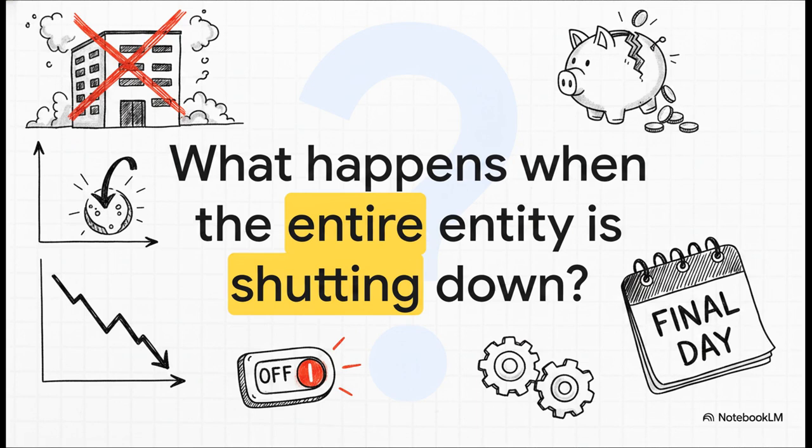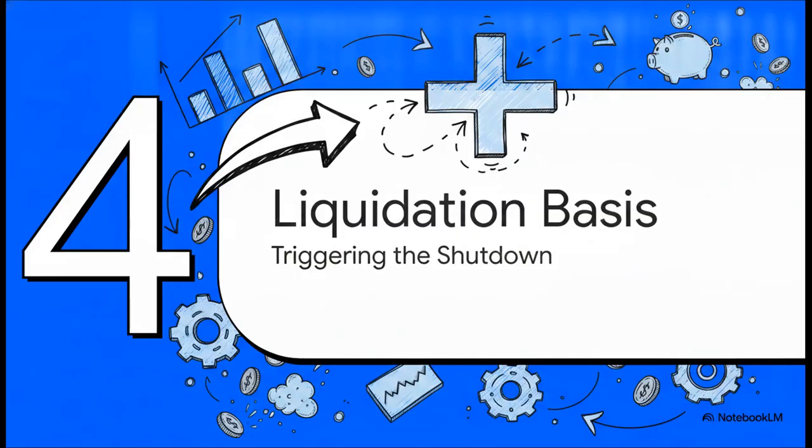All right, so far, we've just been talking about carving out a piece of the business, right? But let's raise the stakes to the ultimate level. What happens when it's not just a division or a subsidiary? What happens when the entire entity is shutting down? That brings us to Section 4, triggering the liquidation basis.